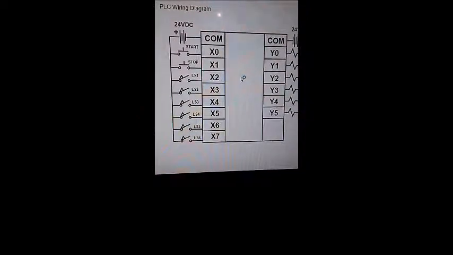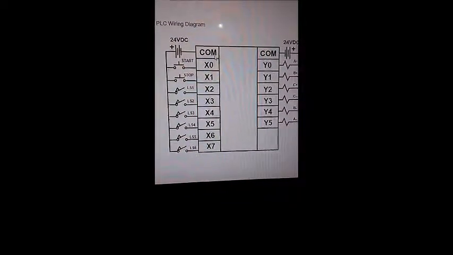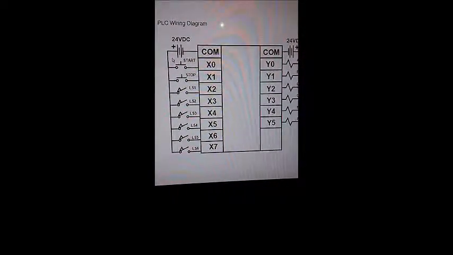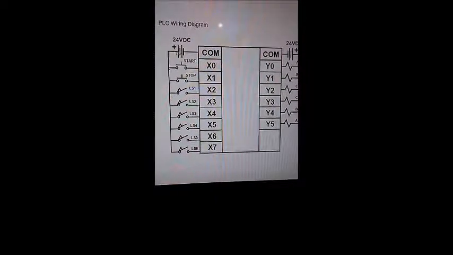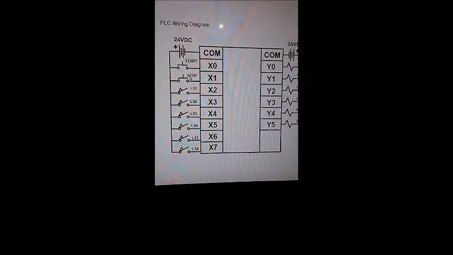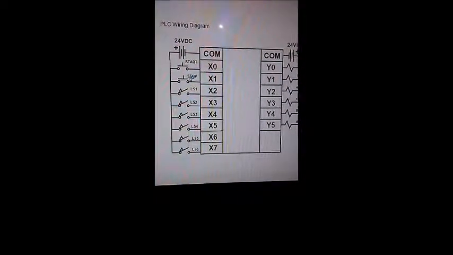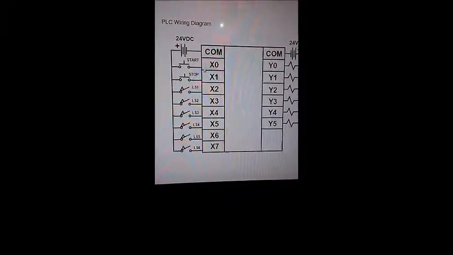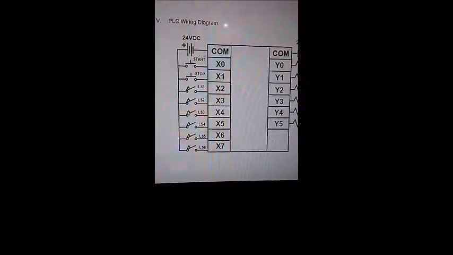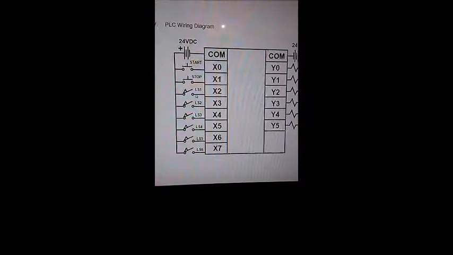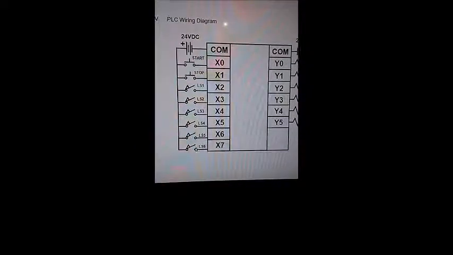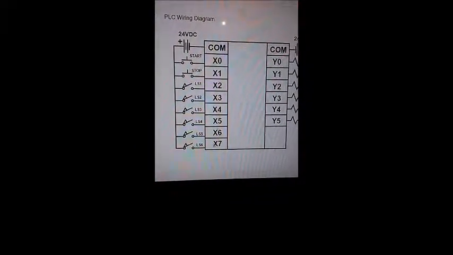PLC wire diagram. It is shown that the COM is connected to 24 volt DC, which is also connected to the start and stop buttons that are connected to the PLC. The source is also parallel to the cylinders A, B, and C that are also connected to the PLC.